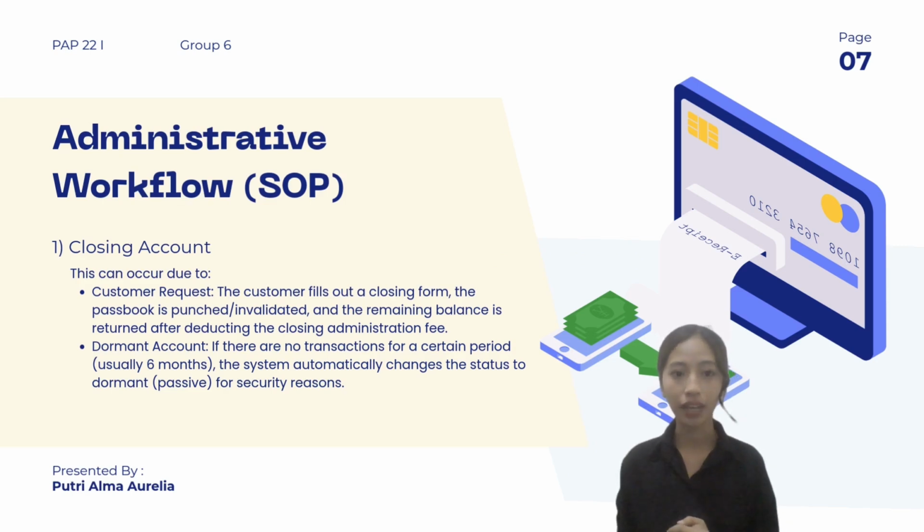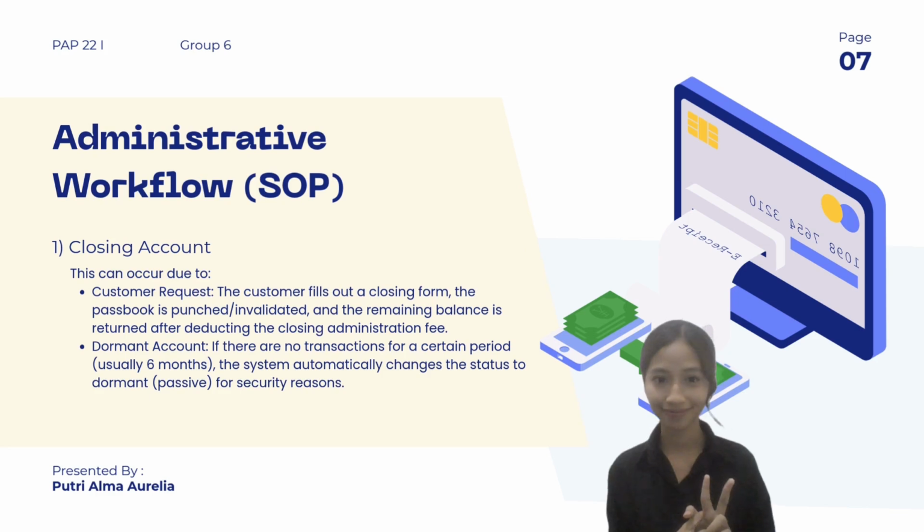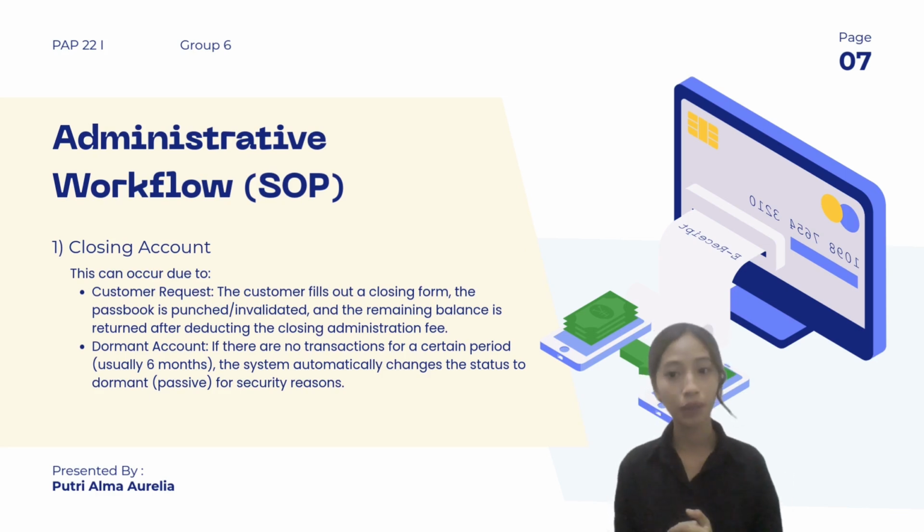The final part of the account cycle is account closure. This can occur due to 2 reasons. First, customer request. The customer fills out a closing form. Administratively, the passbook is punched or invalidated, and the remaining balance is returned after deducting the closing administration fee.